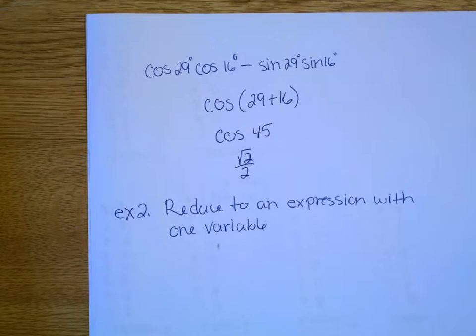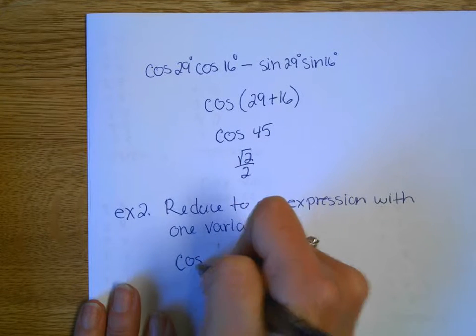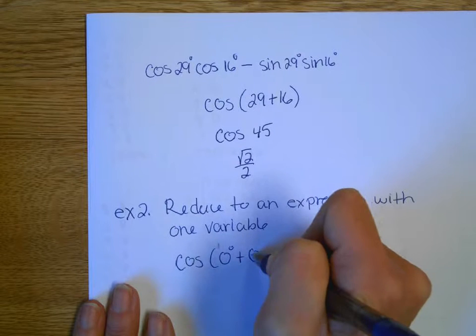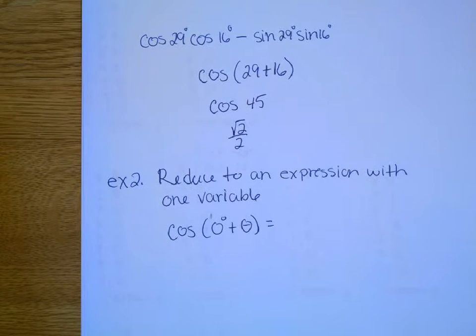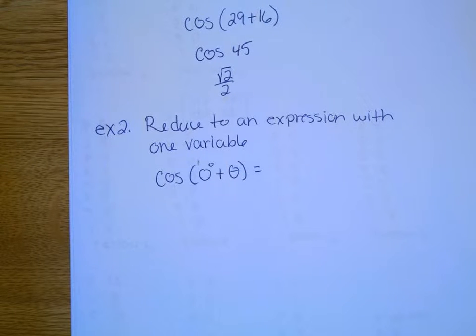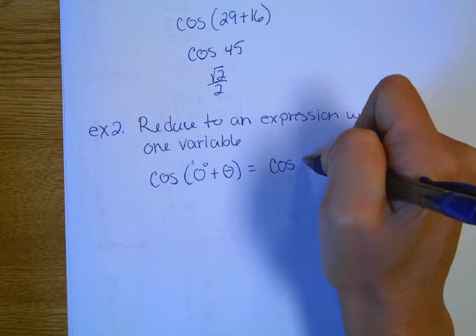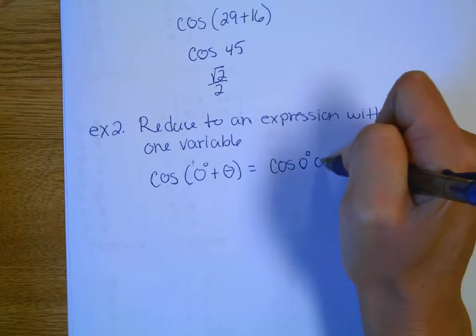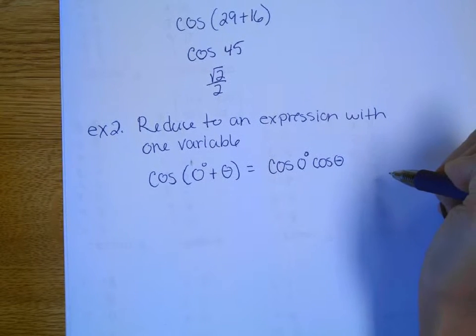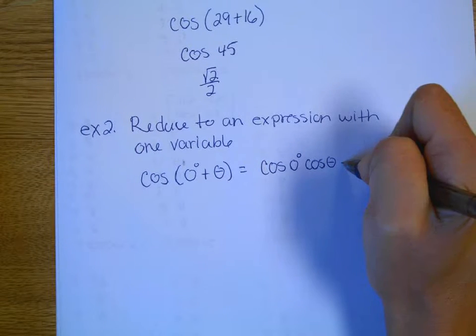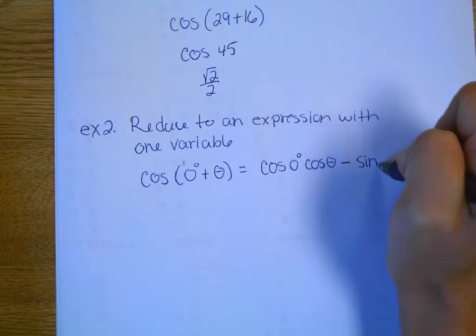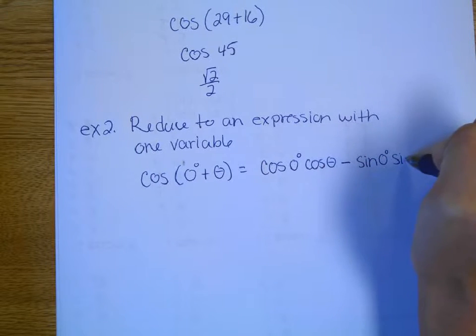Okay, reduce to an expression with one variable. The cosine of 0 degrees plus theta. So right now I've got an expression that has a 0 and a theta in it. I want to end up with just one variable. So let's expand it with the identity and see where it takes us. So how does this expand? Cosine of 0 degrees times the cosine of theta, minus the sine of 0 degrees times the sine of theta.